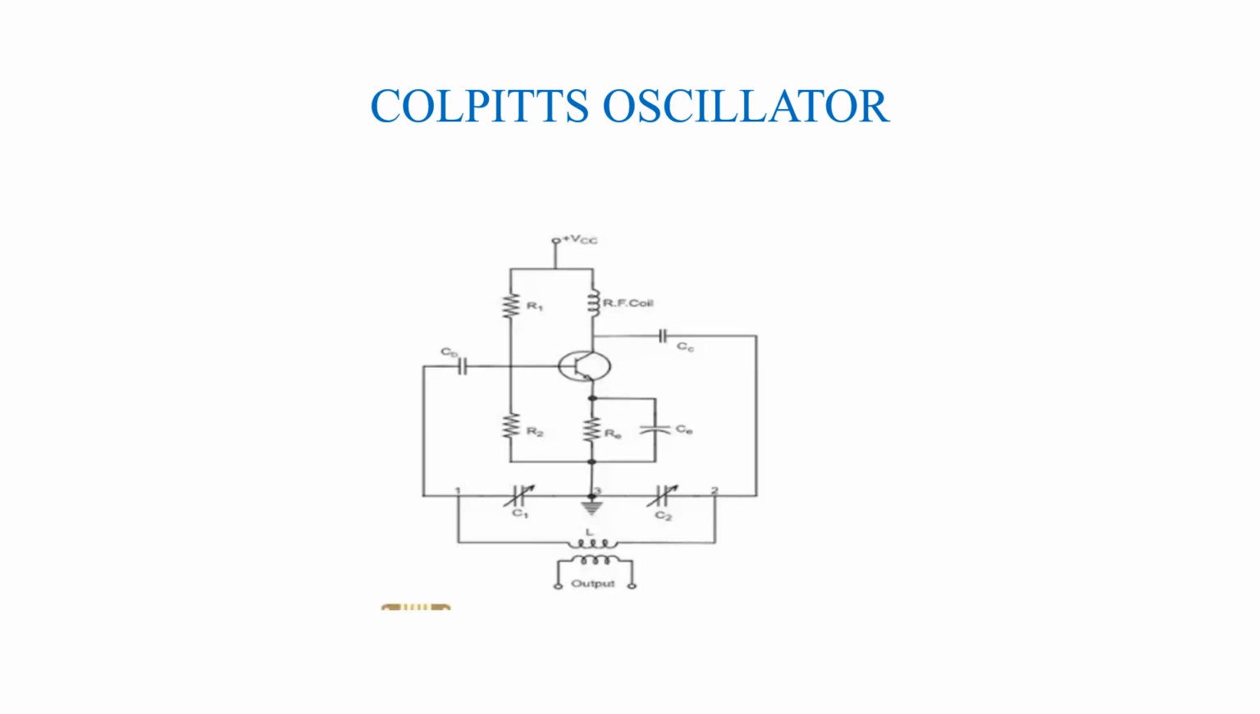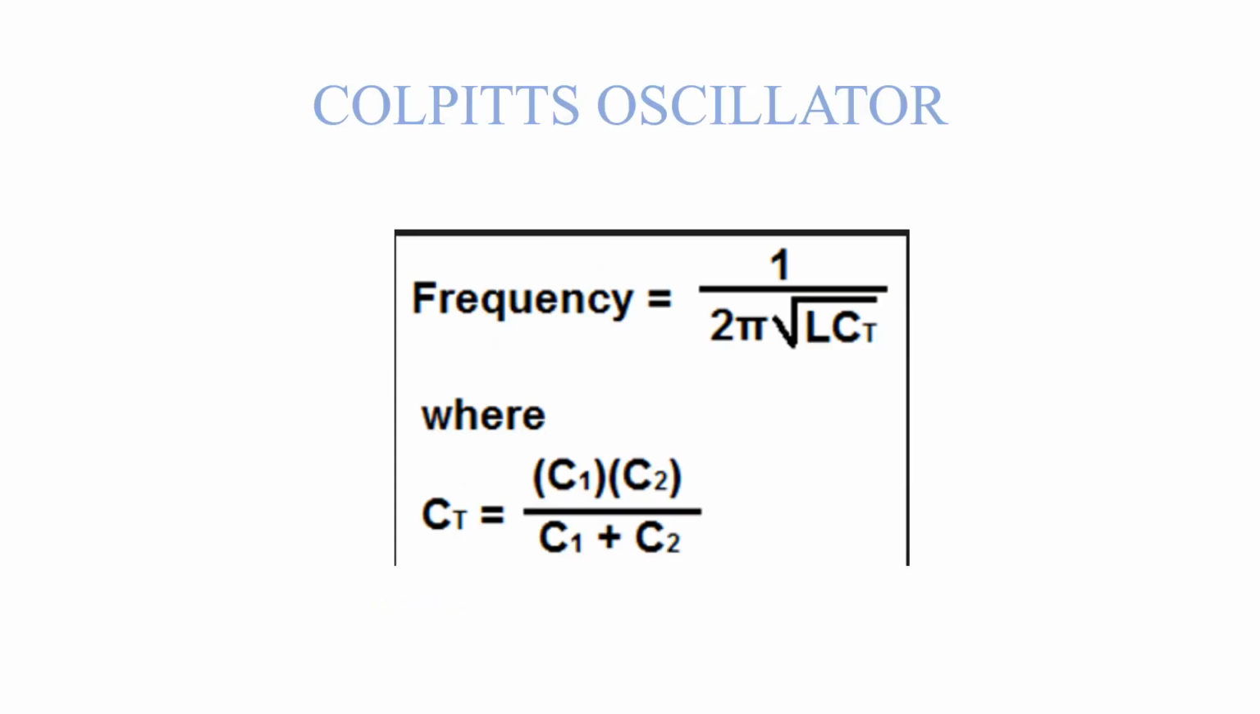The figure shows the circuit of a Colpitts oscillator. The frequency of this oscillator can be calculated using the formula 1 by 2 pi root of L CT, where CT represents total capacitance, that is equal to C1 into C2 divided by C1 plus C2.